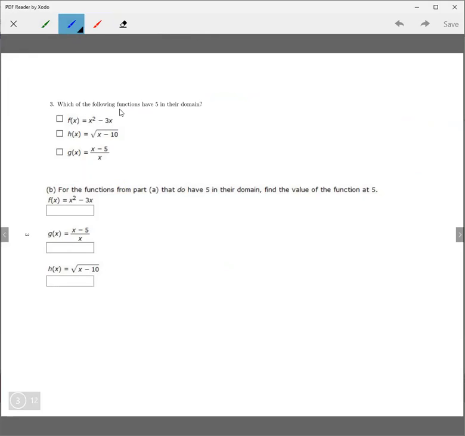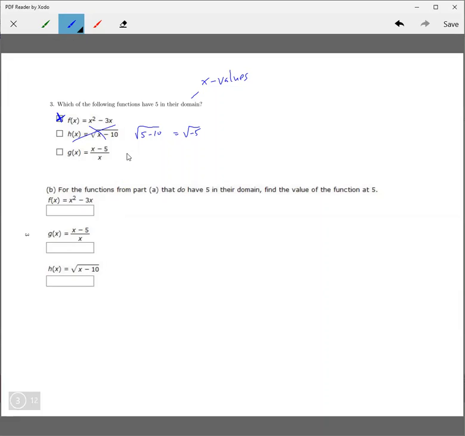Okay, so number 3, which of the following functions have 5 in their domain? Remember, the domain is the x values, or the values that you can plug into the function. If I put a 5 in here, I get the square root of -5. And for the functions that we're dealing with, there have to be real values that you get. So the answer was no for that one.